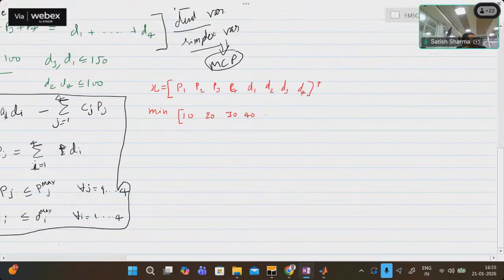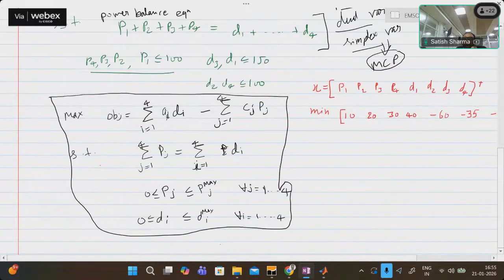Then we had 60, I think, for D1. So minus 60, then minus 35, minus 25, and minus 15 multiplied with x. So if I multiply these coefficients, I will get this objective function. But obviously, instead of maximization, I have converted it into minimization.